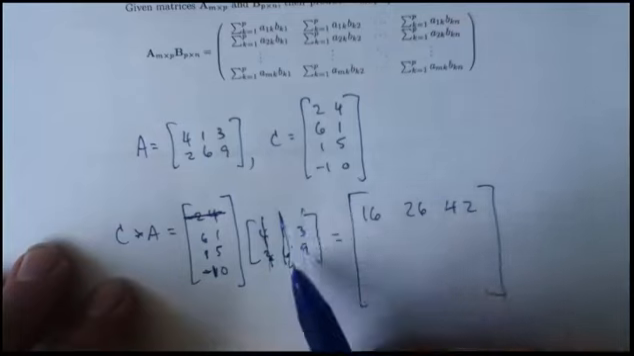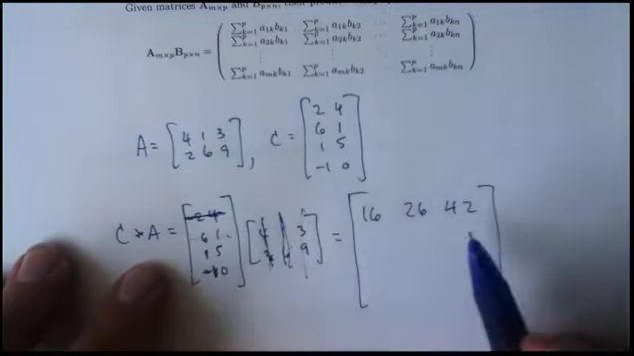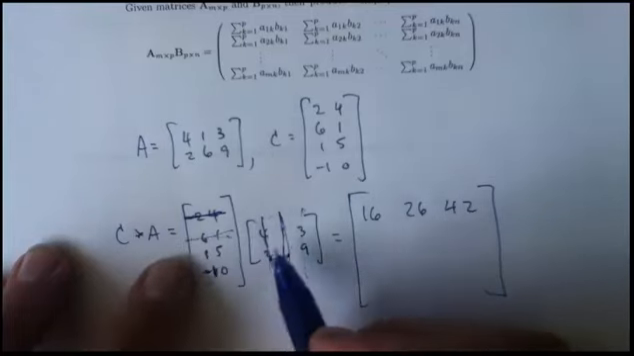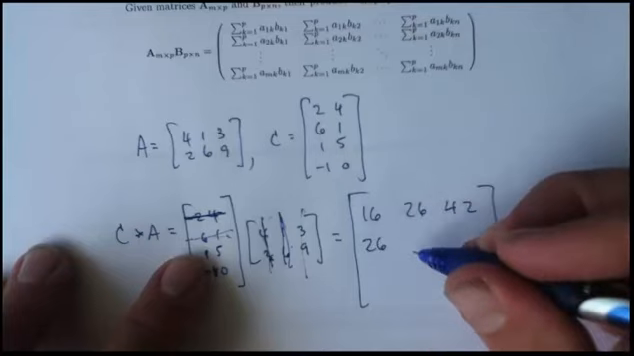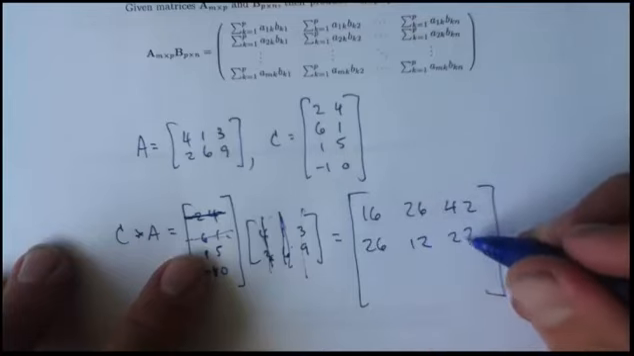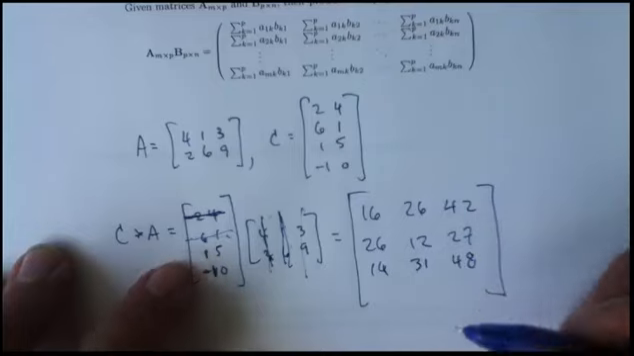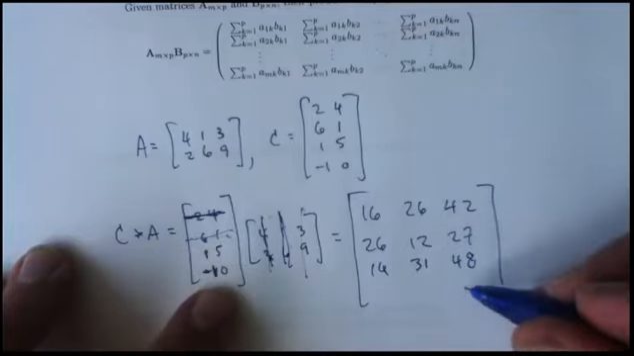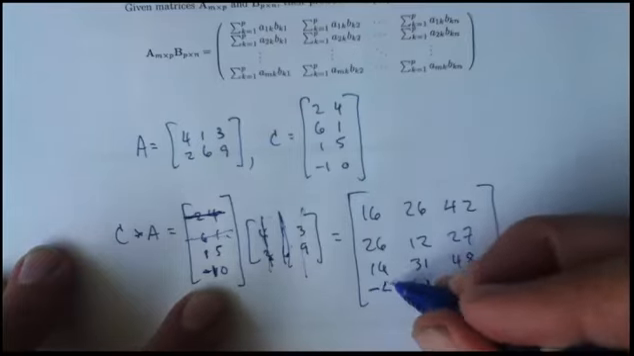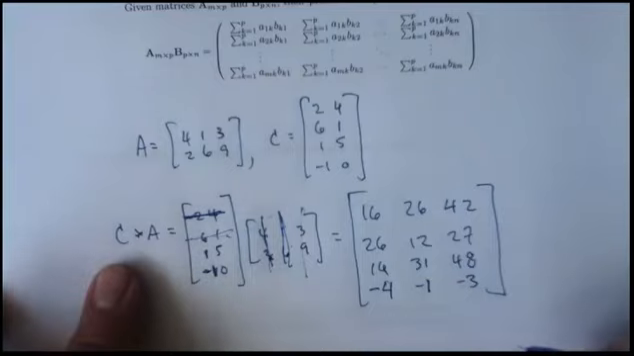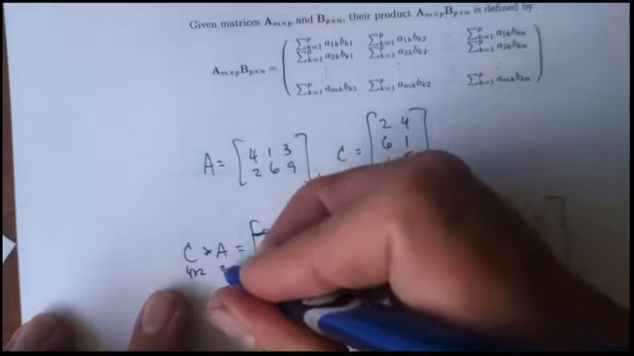And now I'm out of columns, so I have to jump to the next row. Okay. Again, I'll dot this row with this column. 6 times 4 is 24, plus 1 times 2 is 26. And I should get 12 and 27, and then 14, 31, 48, negative 3, negative 1, and negative 4. Note that C is a 4 by 2, and A is a 2 by 3.